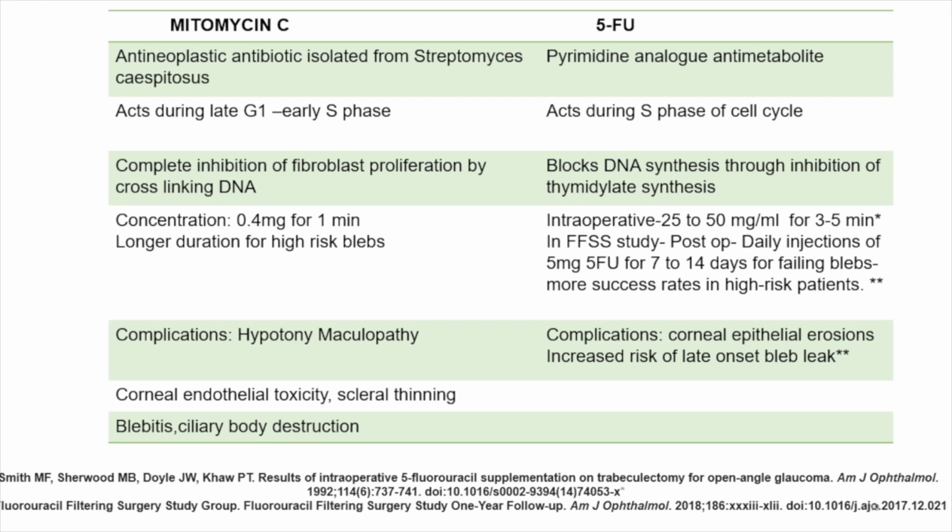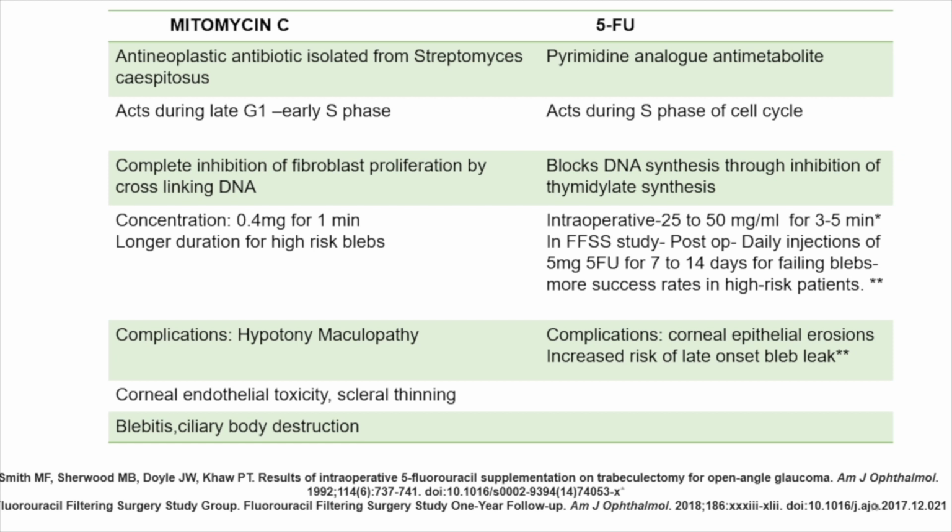Mitomycin C is an antineoplastic antibiotic which is isolated from the Streptomyces species. It completely inhibits fibroblast proliferation by cross-linking DNA. It acts during the late G1 and early S phases. The concentration used is 0.4 milligram per ml for 1 minute, and the duration can be increased in high-risk blebs. The complications include hypotony maculopathy, corneal endothelial toxicity, scleral thinning, blebitis, and ciliary body destruction.